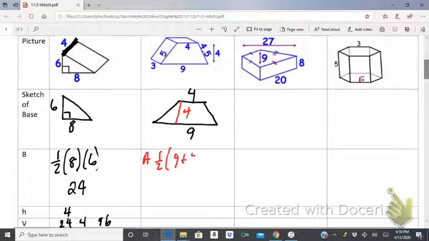Alright? So I'm going to calculate my base by doing area equals 1/2 times base 1 plus base 2, so 9 plus 4, times the height, which is 4. So that's going to end up giving me, when I calculate this whole thing out, 24.